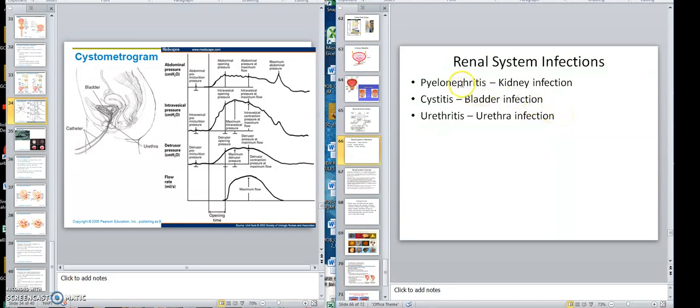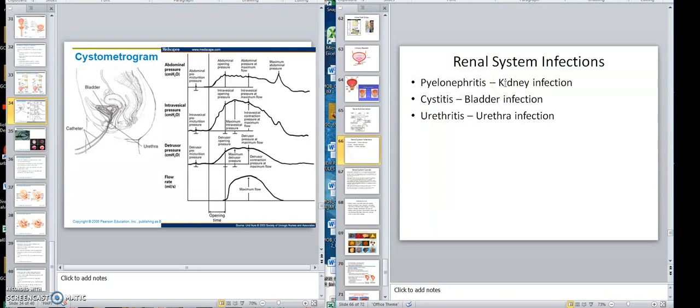Now, technically on a pyelonephritis, the nephritis part is the kidney and the pyelo is the renal pelvis. The renal pelvis. Remember what the kidney dumps into. But I've never really seen a nephritis by itself when it comes to infection.